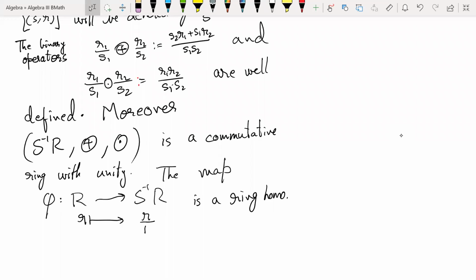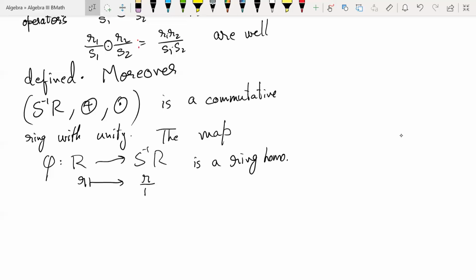And then we also checked that this map, which sends R to R over 1, from R to S inverse R, is actually a ring homomorphism. And we saw that 0 in S inverse R is basically 0 over 1, and 1 of S inverse R is 1 over 1. And in fact, you can check this is 0 over S for all S in S.